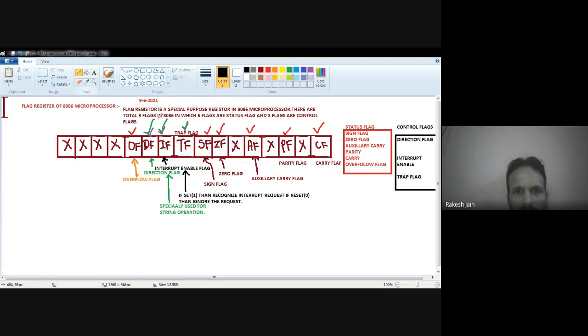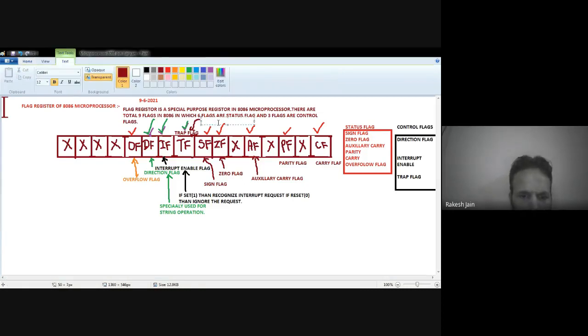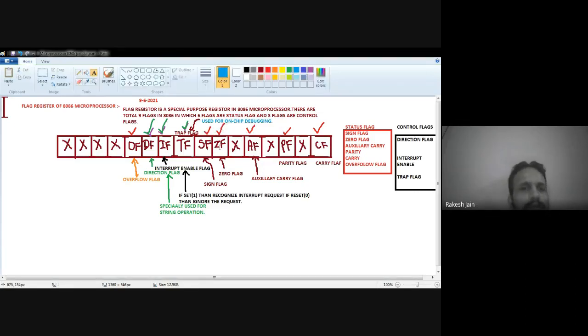I just write down for this trap flag here at the topmost side: trap flag, used for on-chip debugging. It is basically used for on-chip debugging.